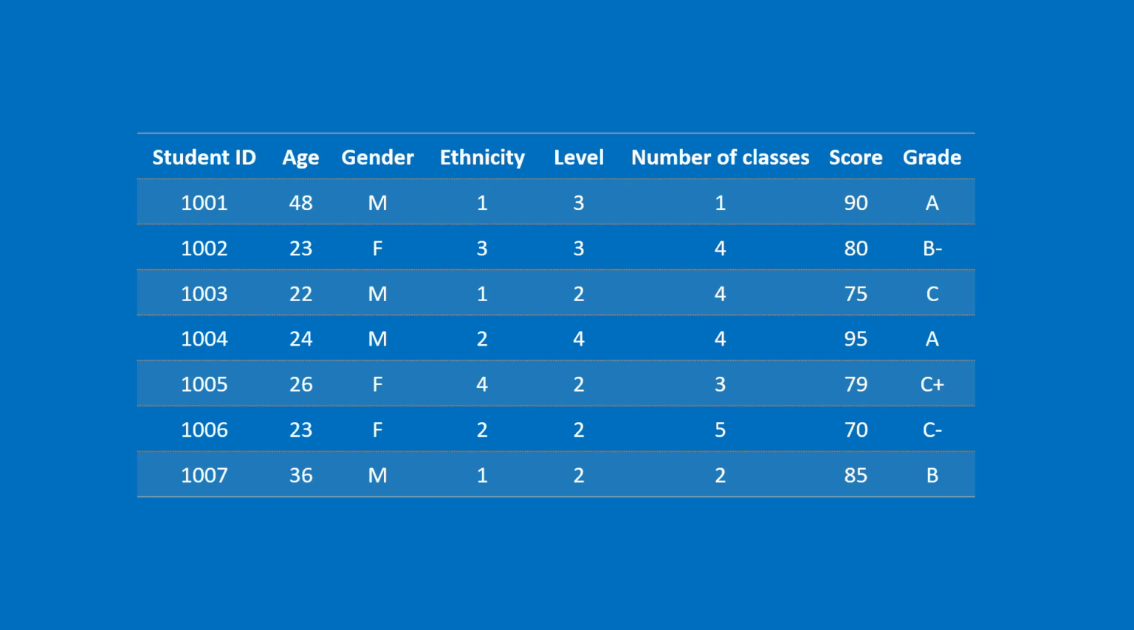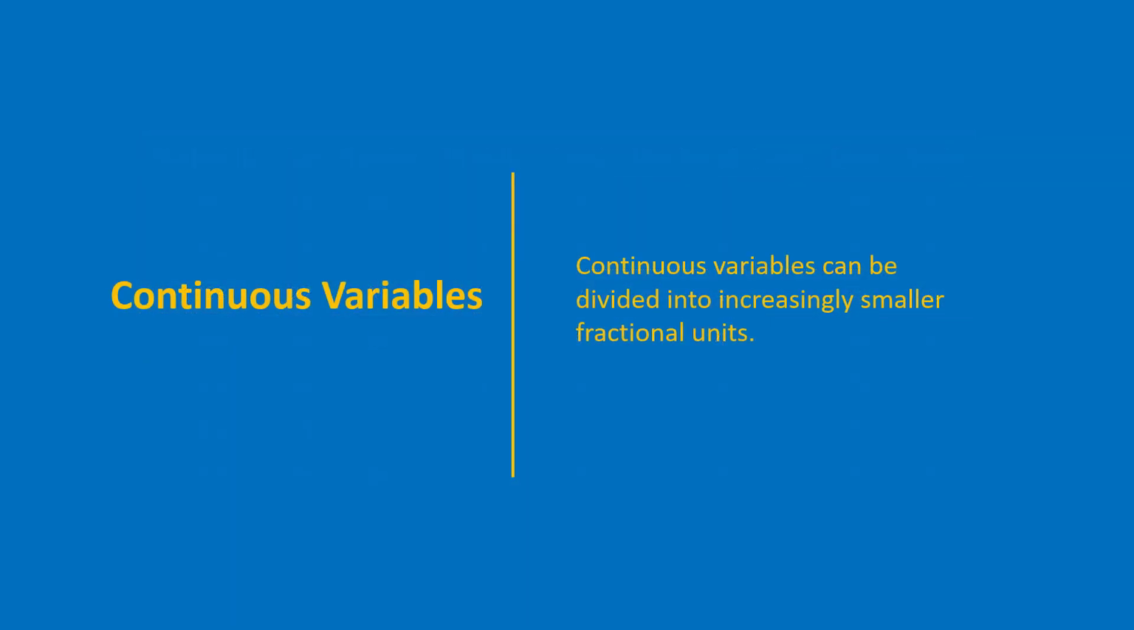It's easier to start with continuous data, so let's take a look at that. Continuous variables can be divided into increasingly smaller fractional units. Time, for example, is a continuous variable. While as a practical matter, we might not be able to measure a child's reaction time to some stimulus down to the nanosecond, in principle, with sensitive enough equipment, doing so is at least conceptually possible.